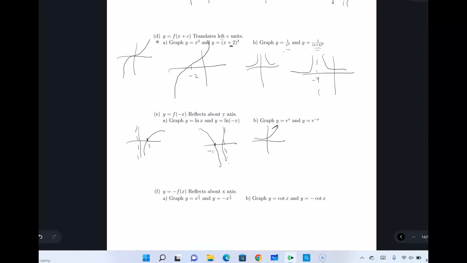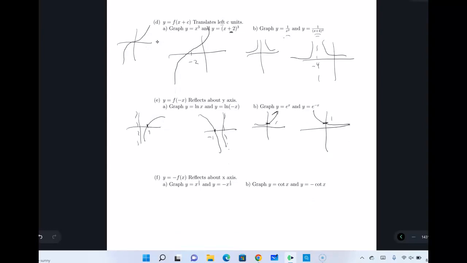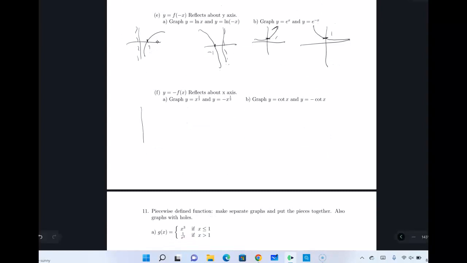You know, the e to the x graph looks like this. So e to the -x flips it over the y-axis, so it looks like this. In both cases, they cross here at 1. X to the 1/3 looks like this, right? It's the inverse of x cubed.